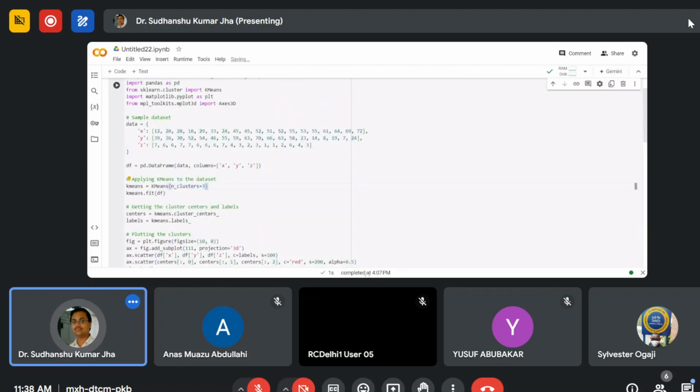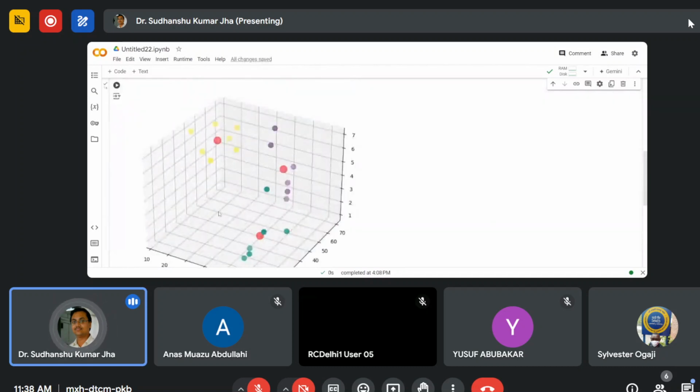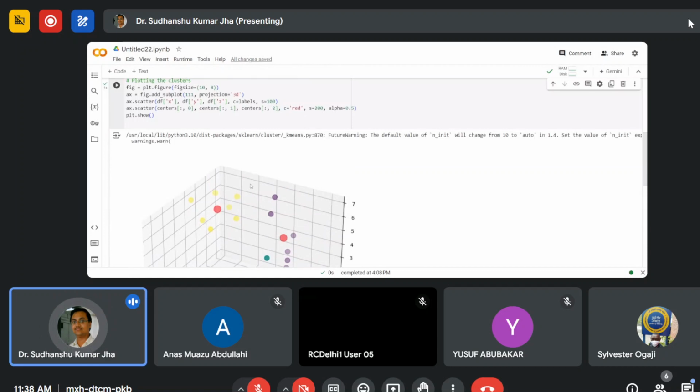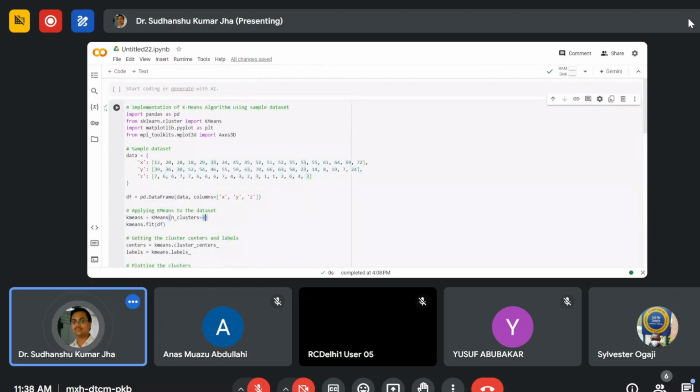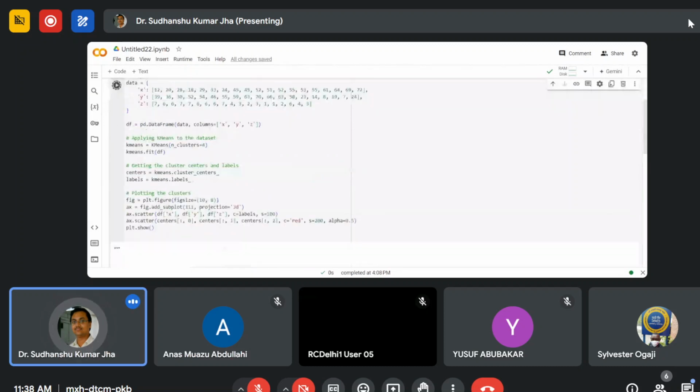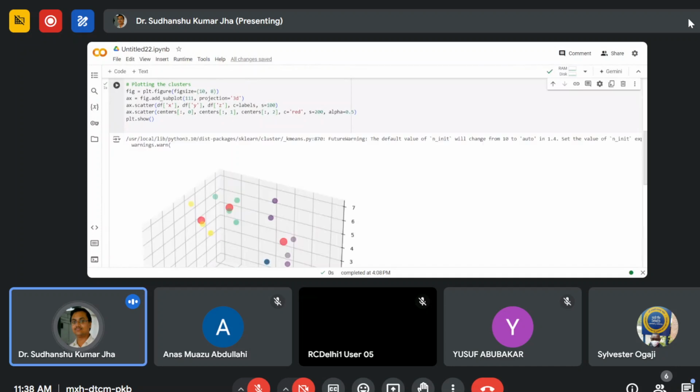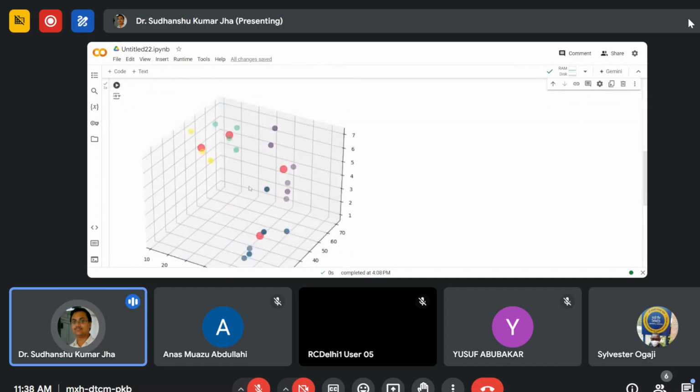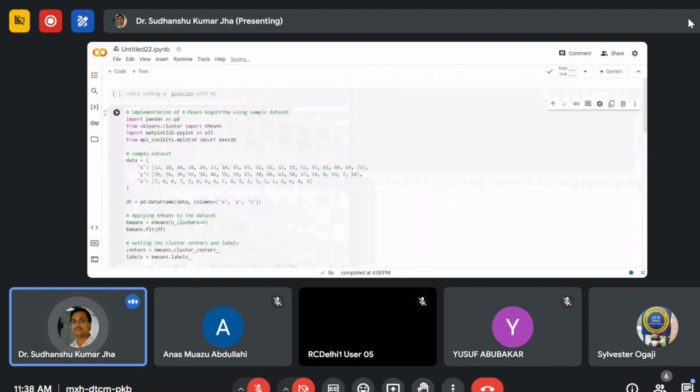You may increase the cluster points as well. Let me increase it to 3. After increasing to 3, you can see that we now have 3 clusters, one with green dots, one with blue dots, and one with yellow dots. You may increase it as well. Let me increase to 4 clusters, and the data points should be placed into the 4 clusters. You can see that we have 4 clusters here: this, this, and this. You may increase or decrease the number of clusters and the size of the data set as well.